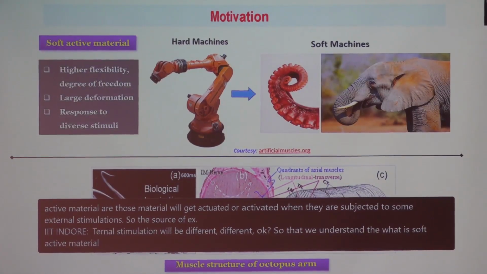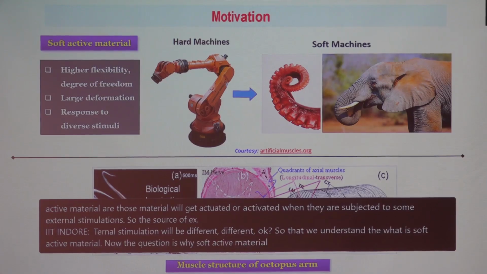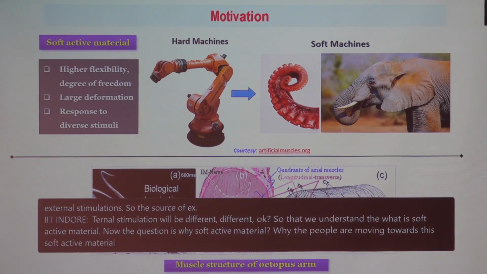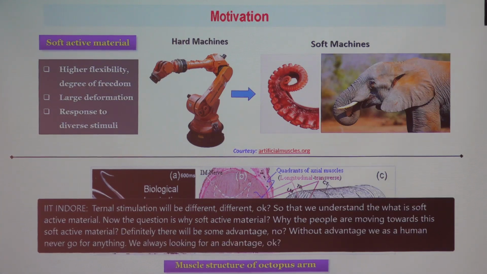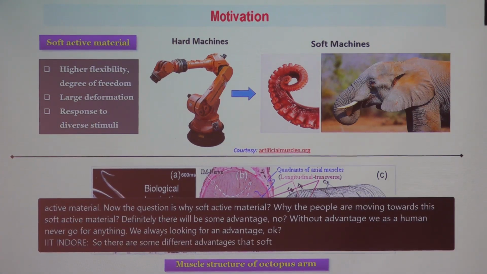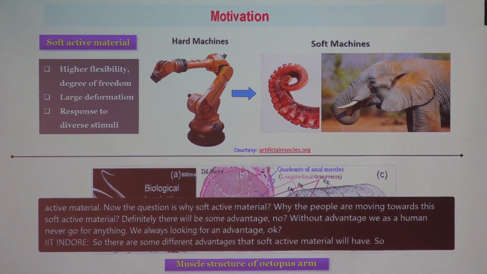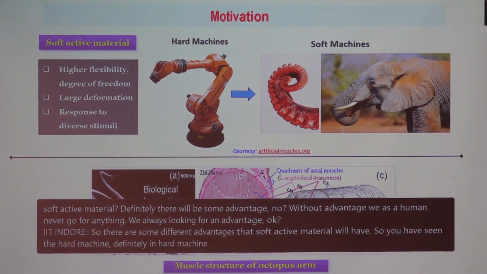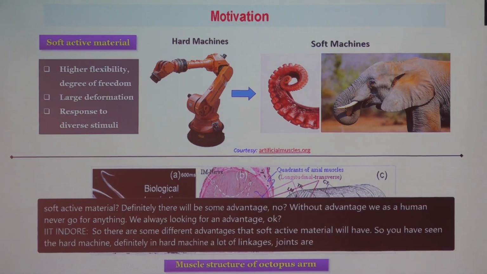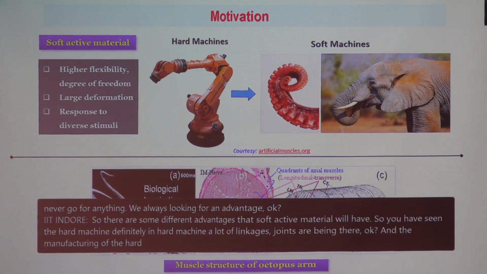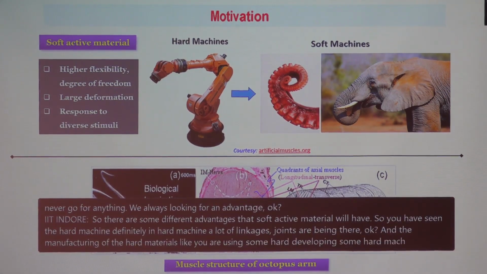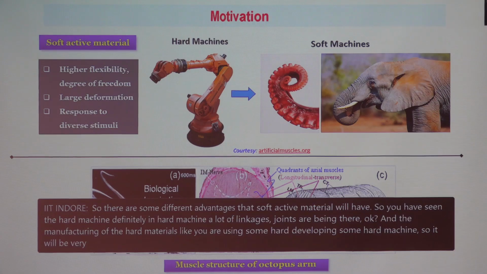Now the question is, why soft active material? Why are people moving towards this soft active material? Definitely there will be some advantage, na? Without advantage, we as humans never go for anything. We are always looking for an advantage, okay? So there are different advantages that soft active material will have. You have seen the hard machine. Definitely in a hard machine, a lot of linkages and joints are there, okay? And the manufacturing of hard materials, like developing some hard machine, will be very complicated also. That is the third thing.